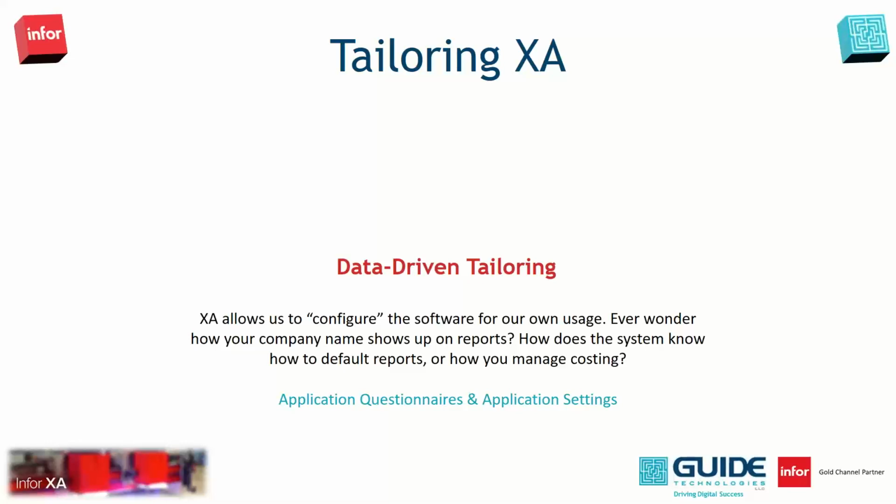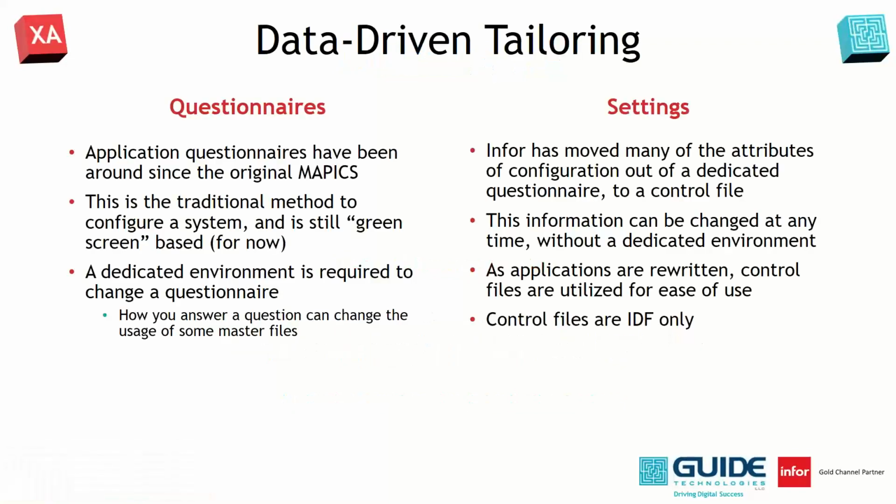So let's talk about the configuration of the system. The data, the control files, the questionnaires, how do we get to this? And what are some of the examples that we can configure? Well, first, we have something called questionnaires. This is in XA. This has been around since Mapix came out in 1978. Yes, that long ago, Mapix 1. We are now on the 4th generation of that product, so that is luckily long gone. But the idea of the questionnaire has stayed with the system through the years.